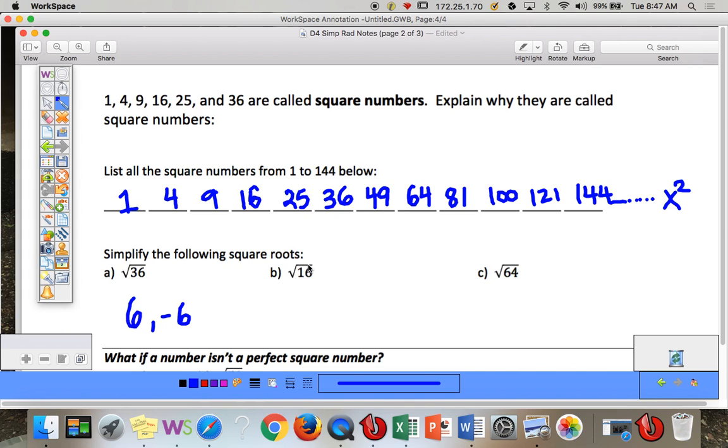What's the square root of 16? In other words, what number times itself is 16? That would be 4. Also, negative 4 would work. And what is the square root of 64? And that would be 8. Also, negative 8 would work as well.